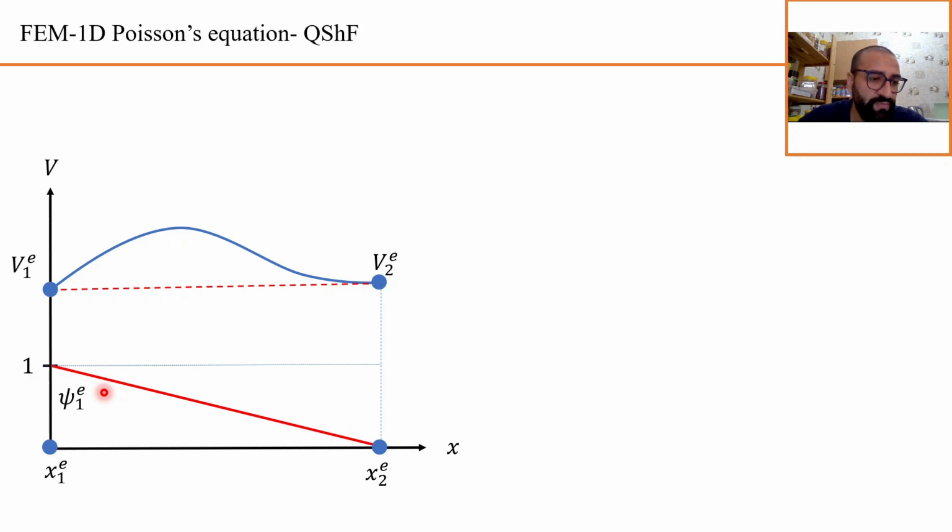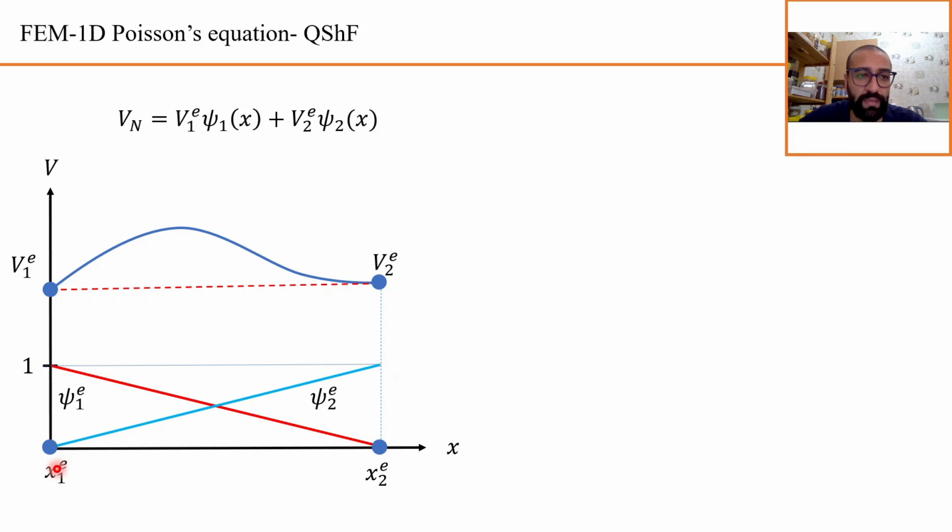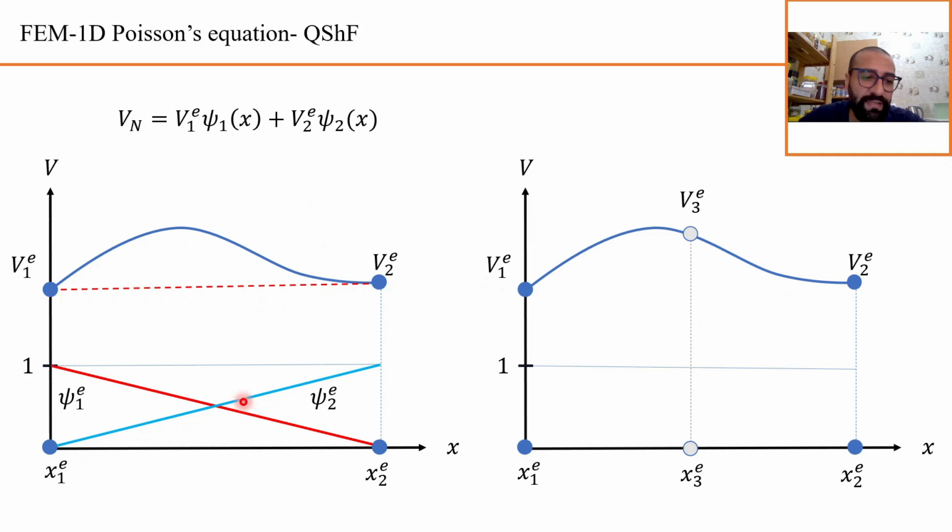The linear shape function was such that it is 1 at the position of one of the nodes and 0 at the position of the other node. We also had another shape function with the vice versa condition, meaning this shape function is only 1 at the position of node 2 and it is 0 at the position of node 1. The numerical solution will be the superposition of these shape functions psi1 and psi2 with some coefficients v1 and v2, which is our desired solution. What if we add an extra node inside this element?